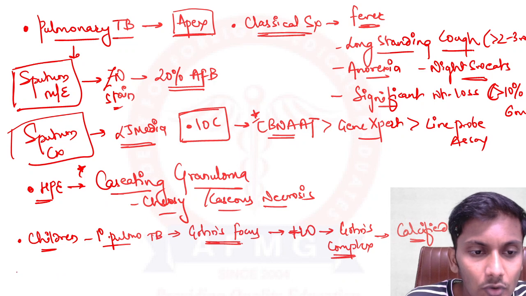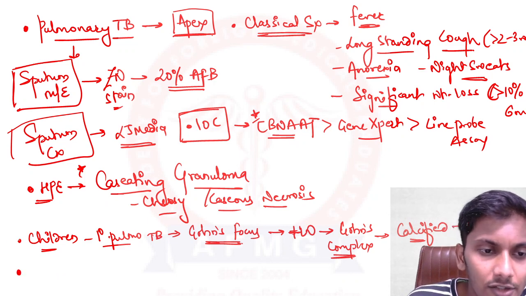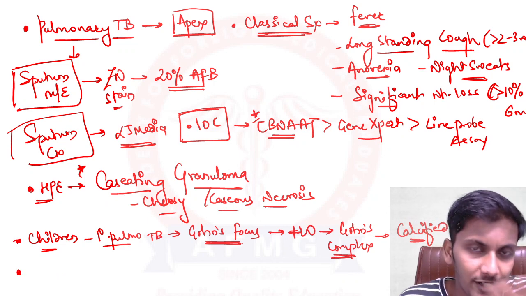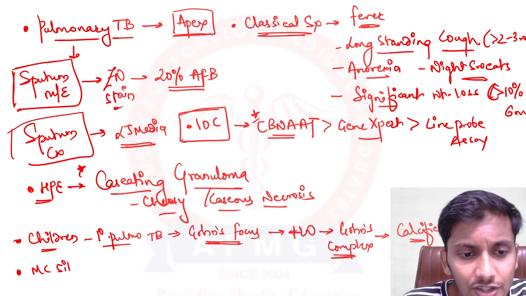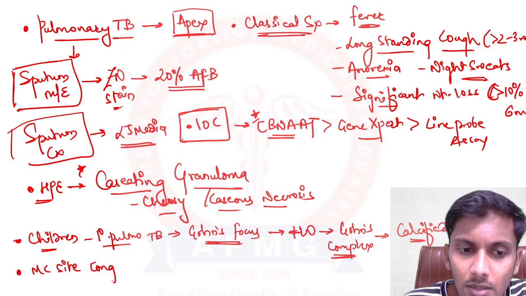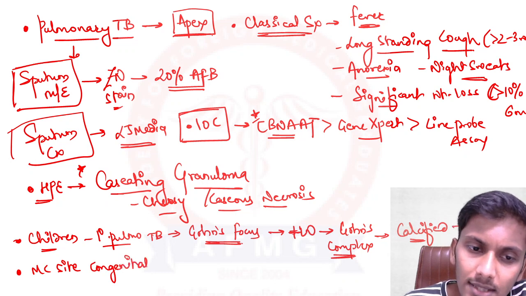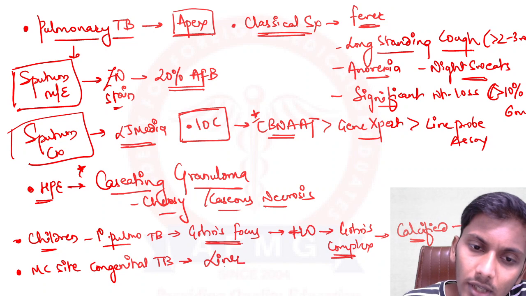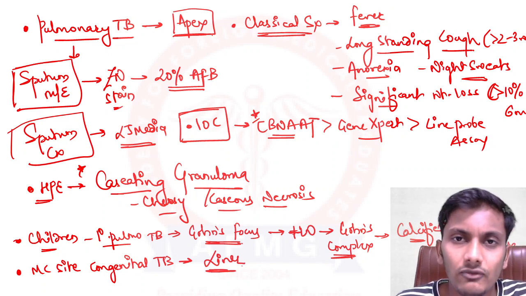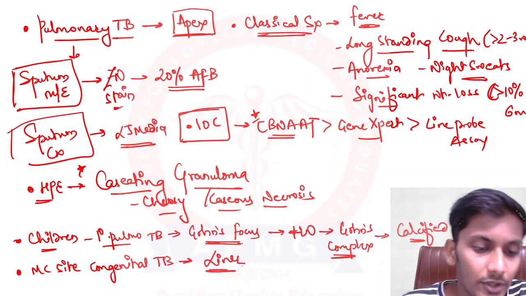Along with that, some more important questions that had come earlier from pulmonary tuberculosis or extrapulmonary TB. So let's discuss them. The most common site for congenital tuberculosis: which is the most common organ? Please remember, it is your liver. So liver is the most common site for congenital tuberculosis.